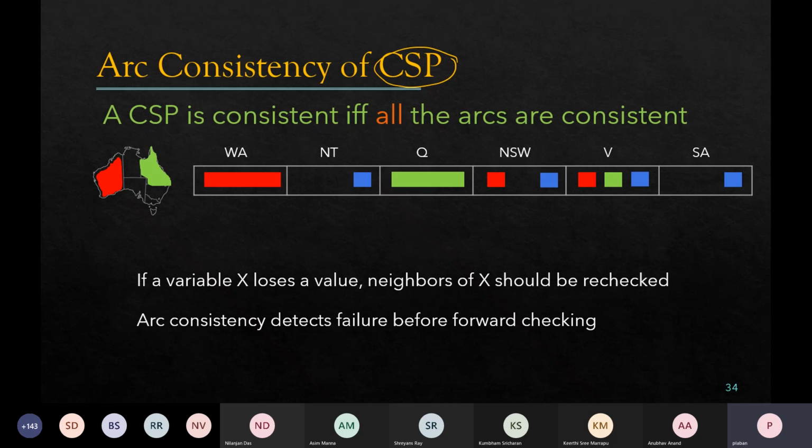And how do we define that? We say that a CSP is consistent if all the arcs are consistent. And what will happen if we make sure that a CSP is arc consistent? Can anybody tell me? Can anybody guess what will happen? Why are we talking about this consistency of the entire CSP? I hope that you will be coming up with an answer.